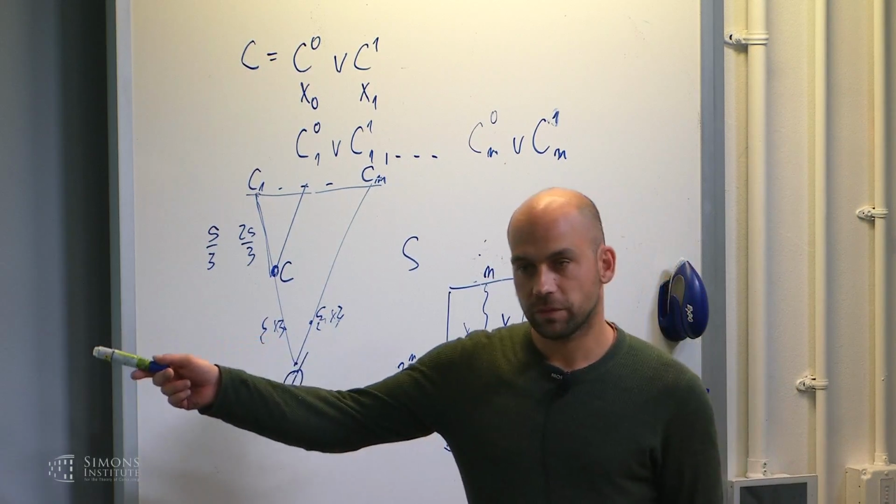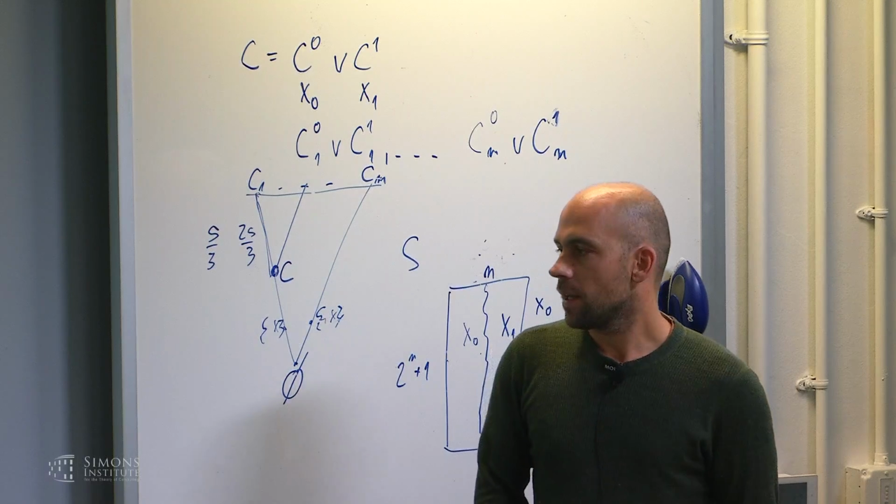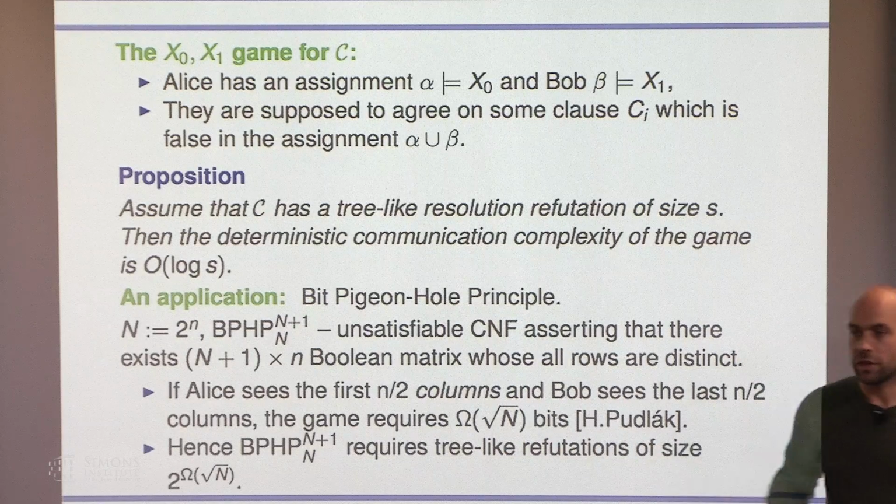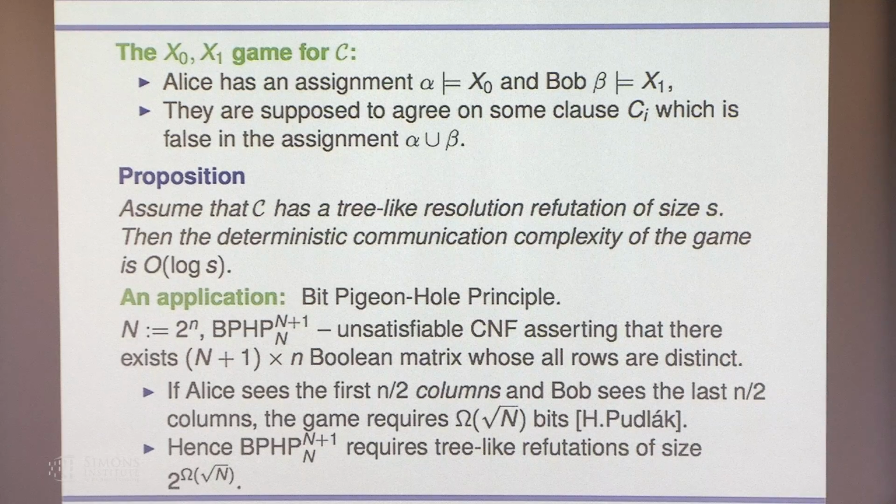Now, I'm not going to prove the lower bound on the communication game. It's just an illustration of how you can apply this strategy to prove a lower bound. One thing to note, of course, is that the lower bound we get here is weaker than from the width-size trade-off. And also, again, it works only for tree-like proofs. So it's weaker in both the parameters and what it's actually proving, and the proof system that it is actually working with.